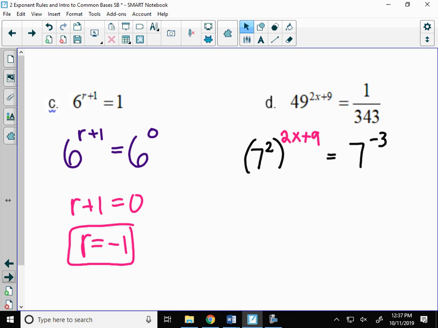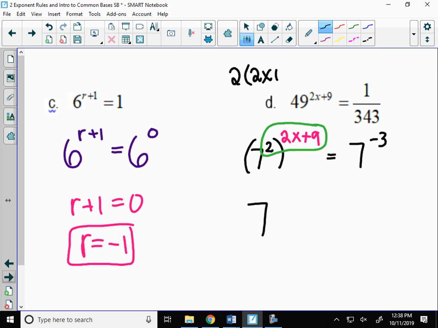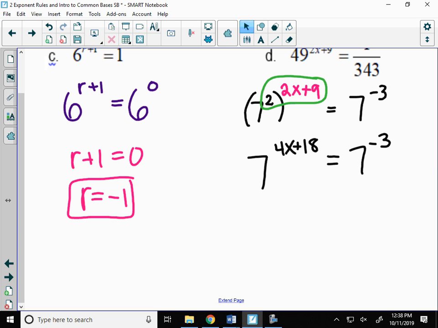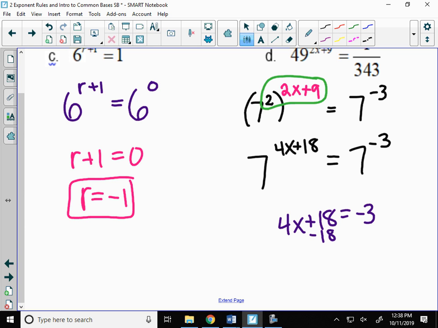Okay, now I want you to be careful here. You are multiplying these two exponents together. So when I do that, I get 7 to what power? What is 2 times 2x plus 9? 4x plus 18. That is the exponent on the left now. Equals 7 to the negative 3rd. And then I can set those exponents equal to each other and solve. So I would subtract 18 and get negative 21, and then divide by 4.